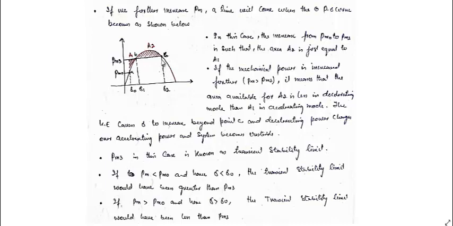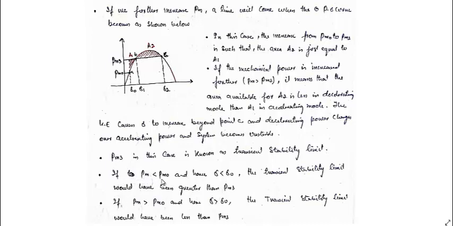So for this case, when this happens, it results in the losing of synchronism. Now for this case, Pm3 is known as the transient stability limit, because up to this, when we increase this Pm to Pm3, the system remains stable. Beyond Pm3, it becomes unstable.